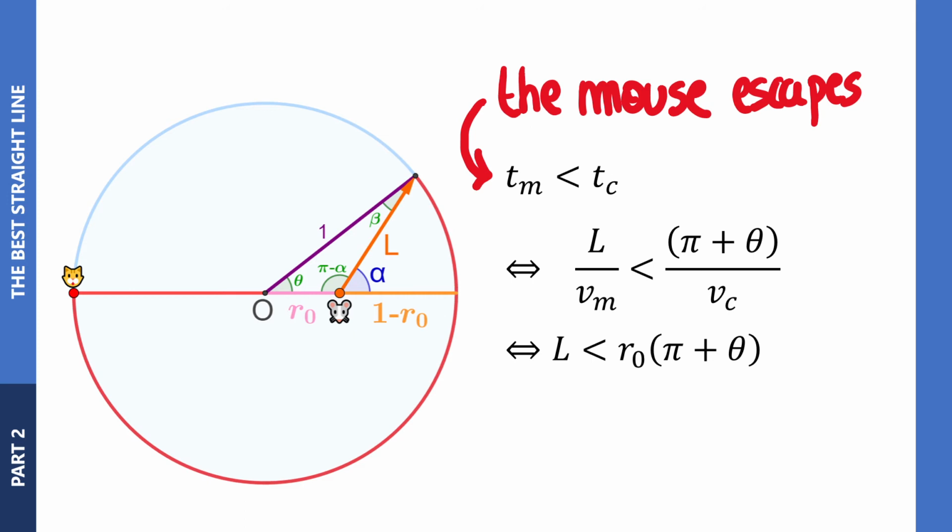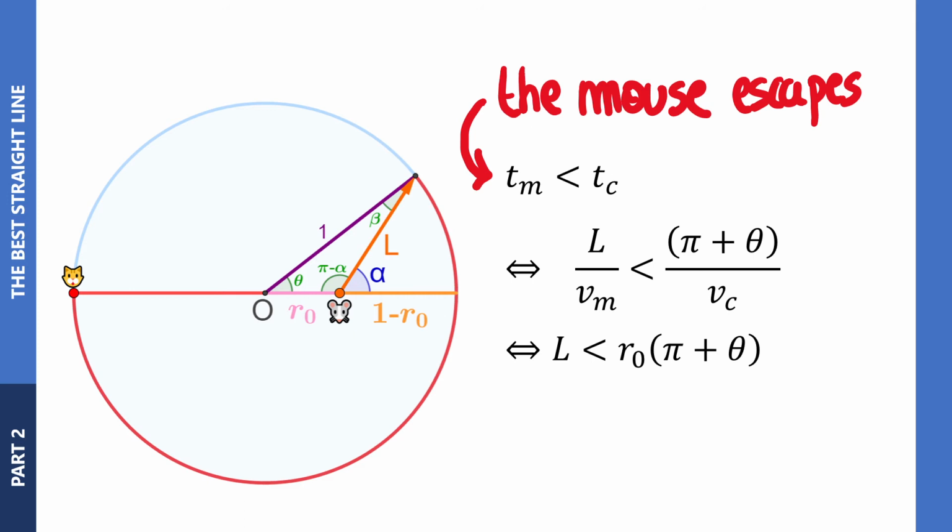Let Tm be the time the mouse needs to reach the exit point, and let Tc be the time the cat needs to reach the exit point. So the mouse escapes if Tm is smaller than Tc. To calculate those times, we need to know the distance and the speed of both the cat and the mouse. The distance the mouse has to swim is L, and the distance the cat has to run is pi plus theta. Given that, the mouse reaches the edge in a time L divided by Vm, and the cat reaches the same point in pi plus theta divided by Vc. This can also be rewritten as L is smaller than r0 times pi plus theta.